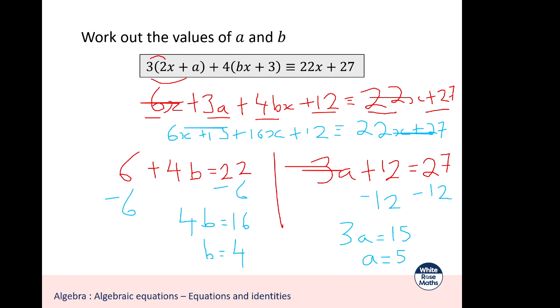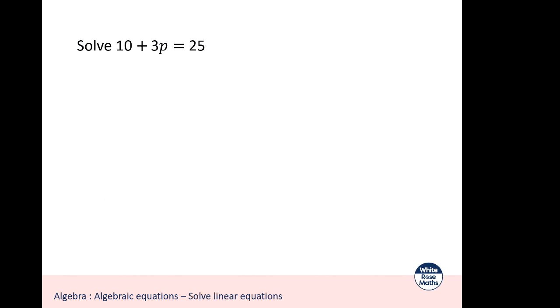Right, next question. So solving a two-step equation. Step 1, subtract 10 on both sides. You get 3p equals 15. Dividing both sides of my equation by 3, we get that p is equal to 5.